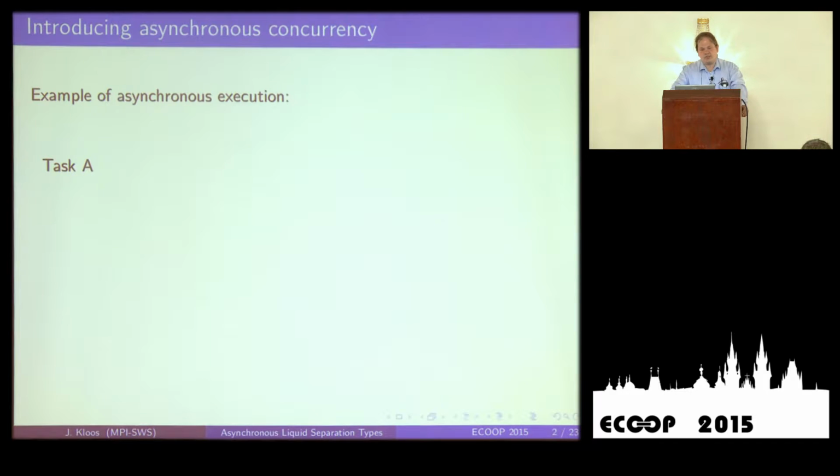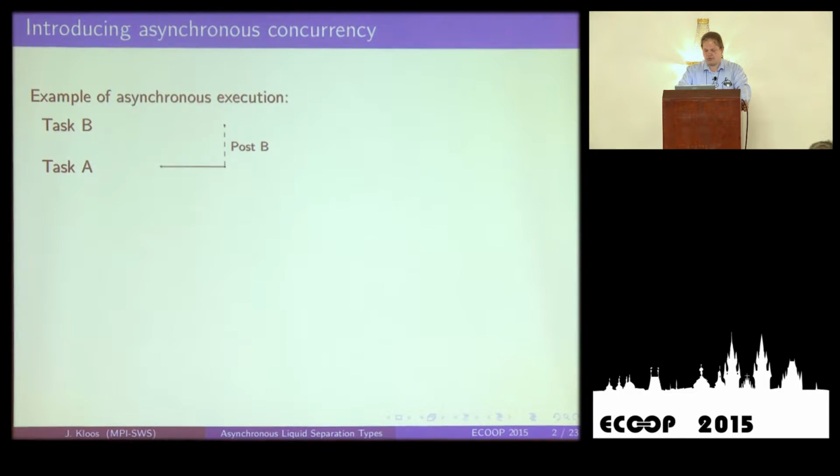So let me first introduce you to the model of asynchronous concurrency. I'll give you an example of an asynchronous execution. We have here a task A, which starts executing, executes a few commands, and after a while it forks off a computation that runs in a task B by performing an operation that we call post B. Now this computation doesn't start at once, but it's put into a buffer to be executed later. And after this post operation, task A continues to execute.